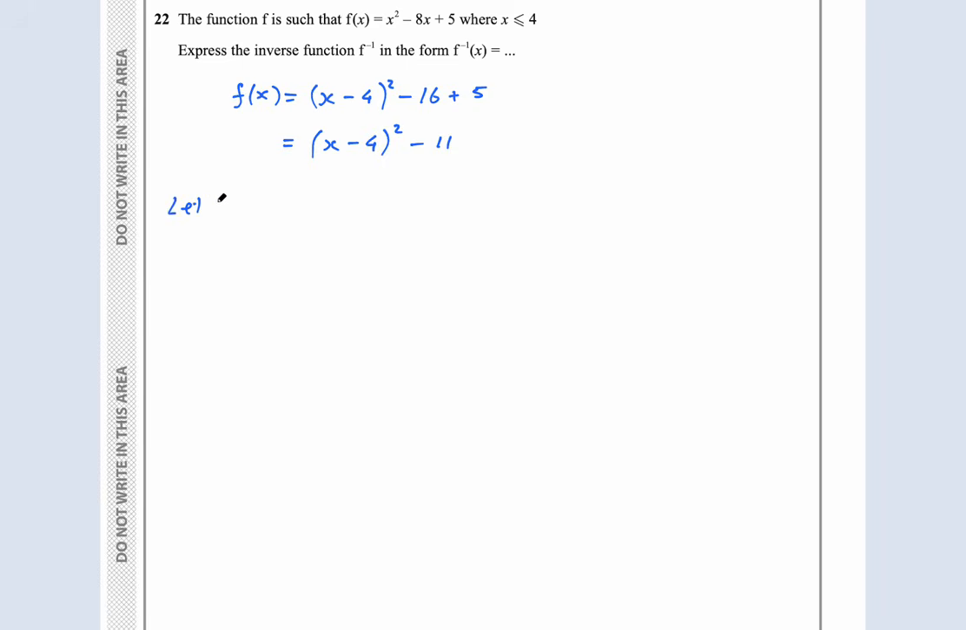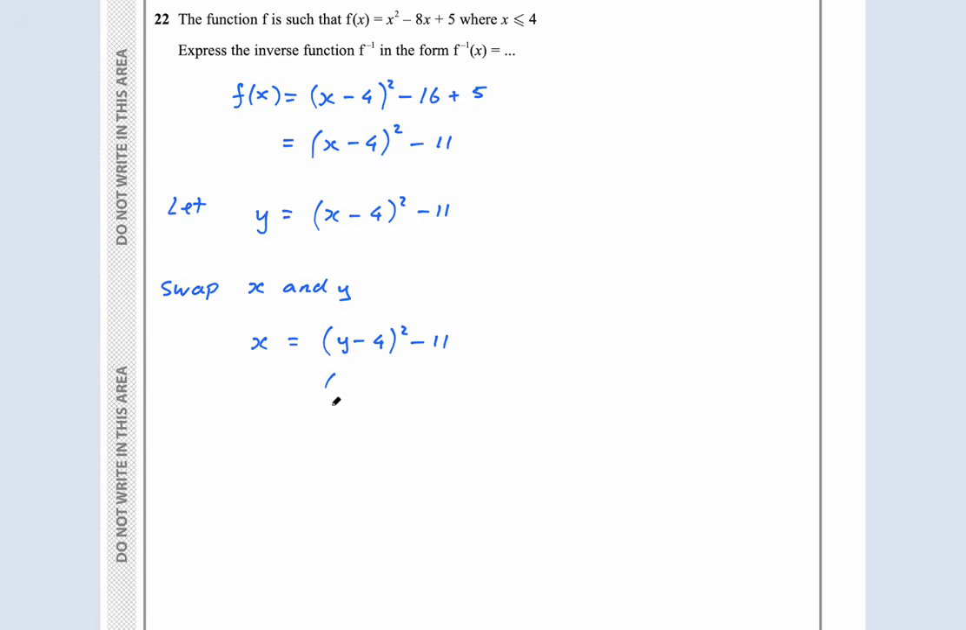Then I let y equal this, x minus 4 squared minus 11. Because it is the inverse function that I'm trying to get, I swap x and y, because that's what the inverse function is. It's what happens when the y's become the x's and the x's become the y's. So I'm going to swap it. X equals y minus 4 squared minus 11. Then I rearrange to get y.